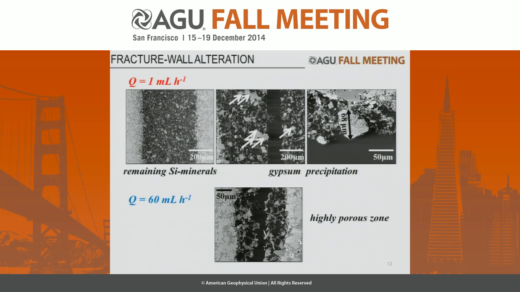So when we see the alteration of the fracture walls, we can see that at low flow rates, some reactive zone formed because remaining silicon minerals are inside. And also we can see by the SEM image the gypsum precipitates along the fracture. And when we increase the flow rate, a high porous zone is formed, maybe because of some particle dragging.